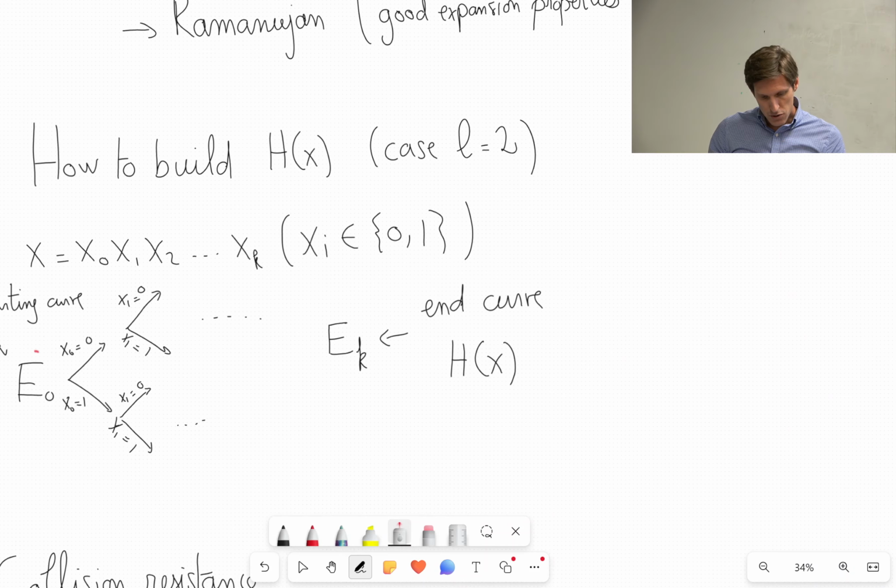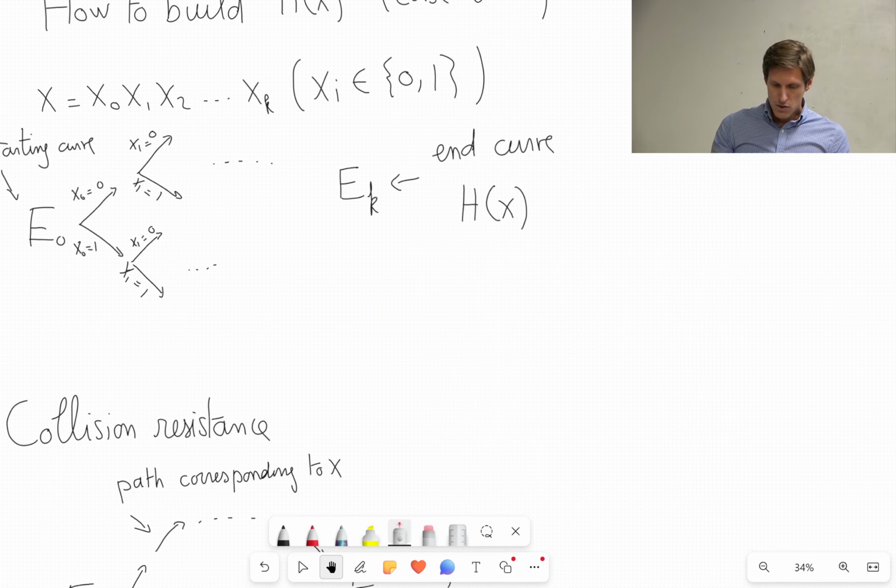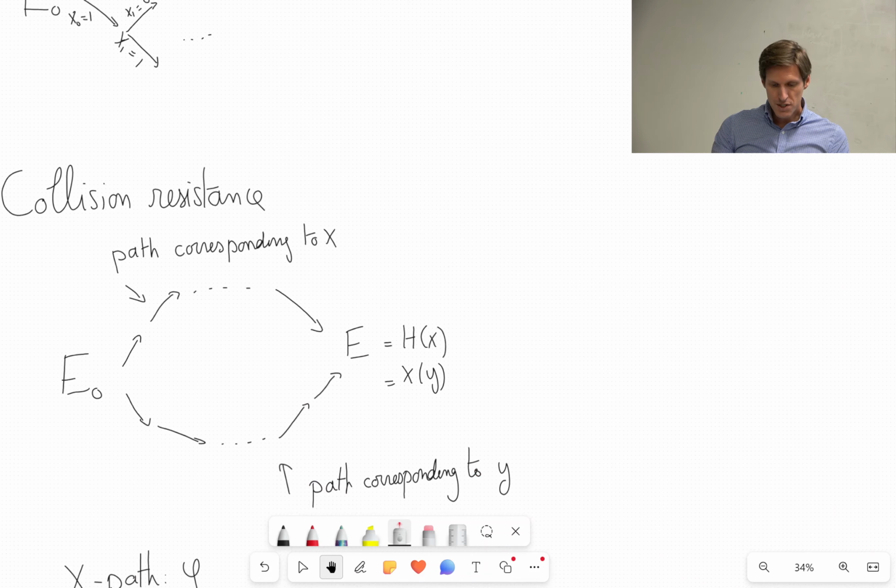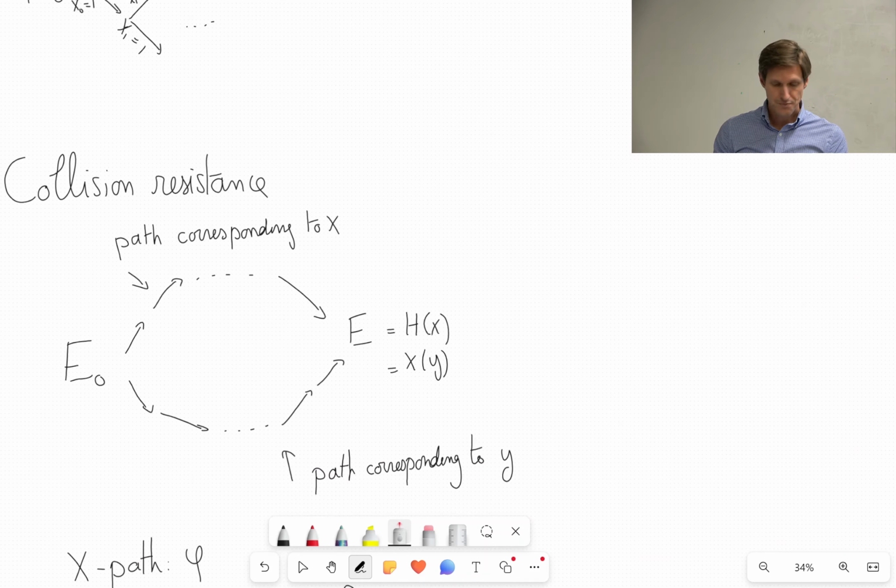At the end, everybody decides on a common starting curve, and then you follow this procedure. When you wind up at the end, you declare that to be the hash. So what does it mean to be collision resistant for this hash function? Remember, collision resistance means I don't want x different from y and h of x equals h of y. In this case, it means that starting from a given curve, I don't want there to be 2 different paths to get to the curve that corresponds to the hash.